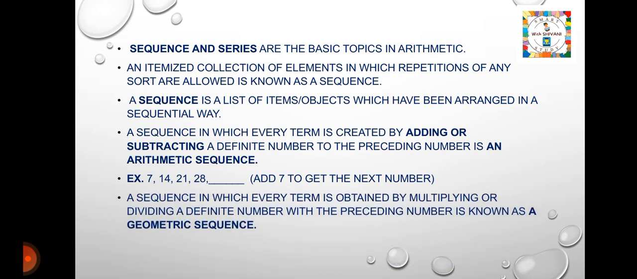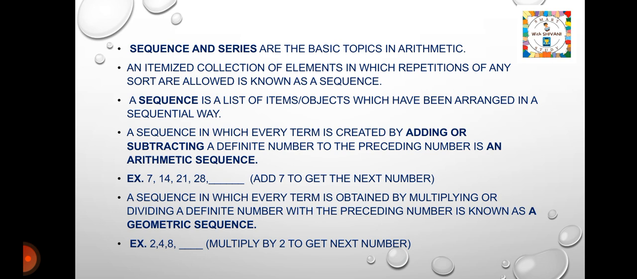and we will get our answer. Now another sequence is one in which every term is obtained by multiplying or dividing the preceding number by a definite number, and that sequence is called a geometric sequence. For example, 2, 4, 8.